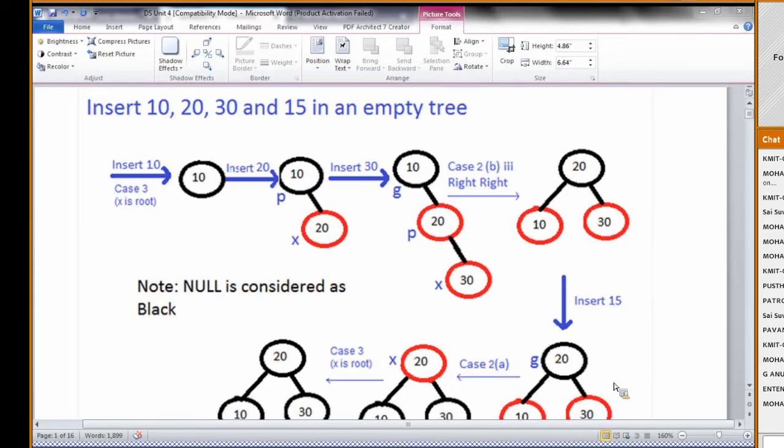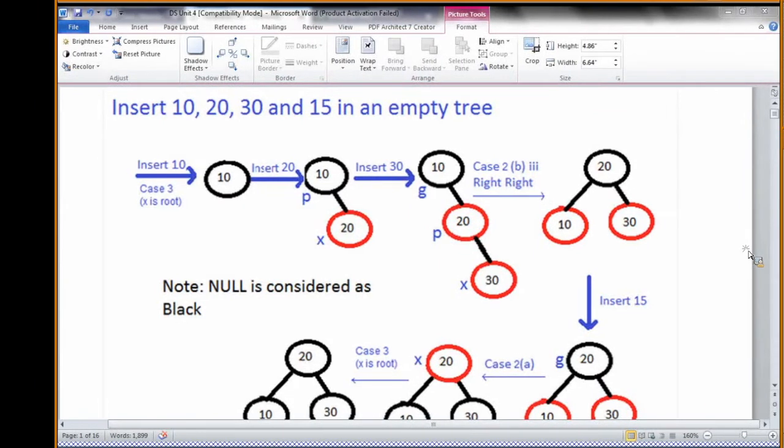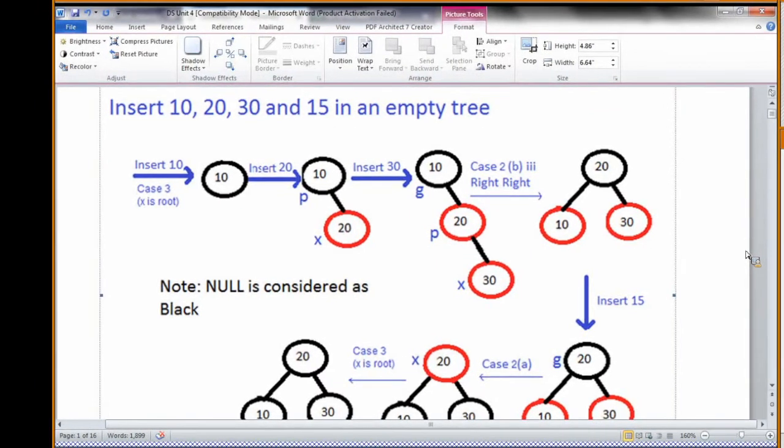Before going to these graphs, we will see one example on red black tree, how a red black tree will be built. Last class I had given this example to do: insert 10, 20, 30 and 15 in an empty tree. We will see how to do this one.